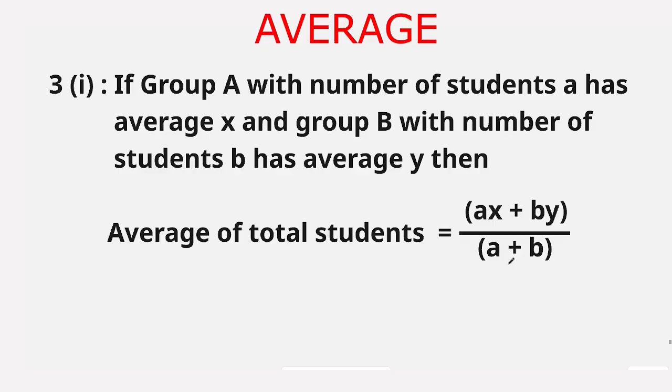Here X is the average. It may be average weight, it may be average age, or it may be average marks of group A or group B, with number of students A and number of students B. I hope you have understood the formula. Now we will solve a question to understand this formula.